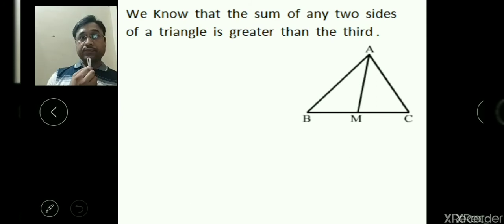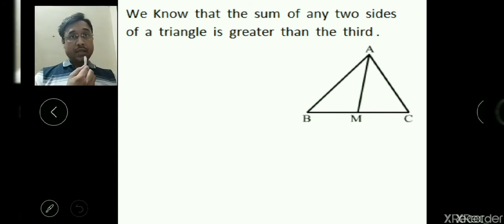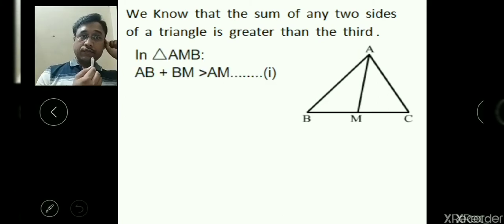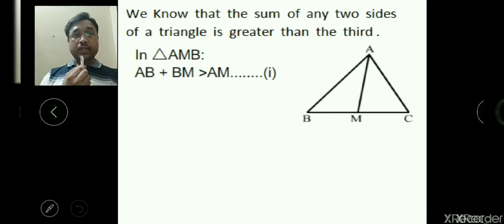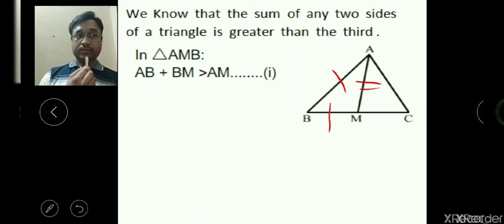We will say as a solution first, we know that the sum of any two sides of a triangle is greater than the third side. That is stated by the triangle inequality property. Then therefore in triangle ABM, AB plus BM is greater than the third side AM. On the third side AM I have drawn two lines there, you can see.